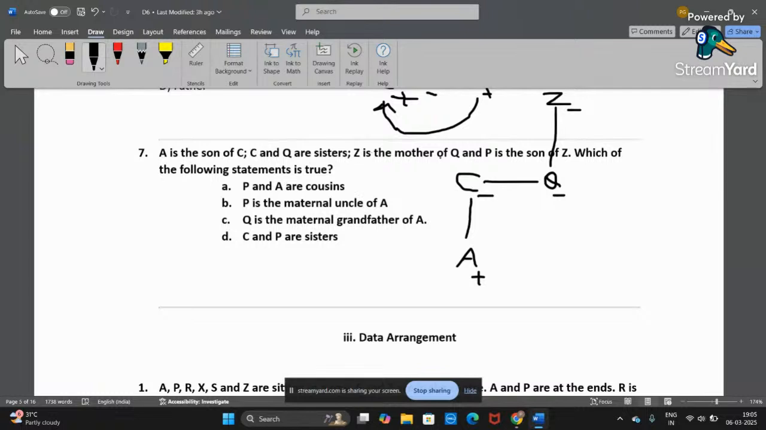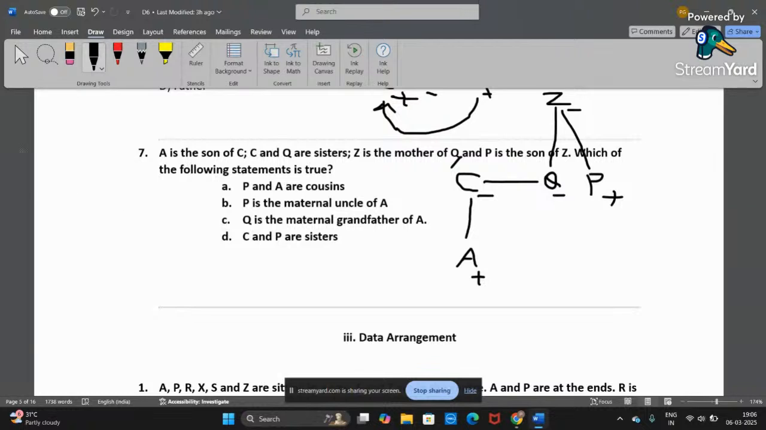Okay, see here, Z is mother of Q and P. Sorry, that statement is different and this statement is different. Up to here it is done. Z is mother of Q, it is done. So P is son of Z. Write it down. P is son, so it should be indicated with plus. Right, P is son of Z.